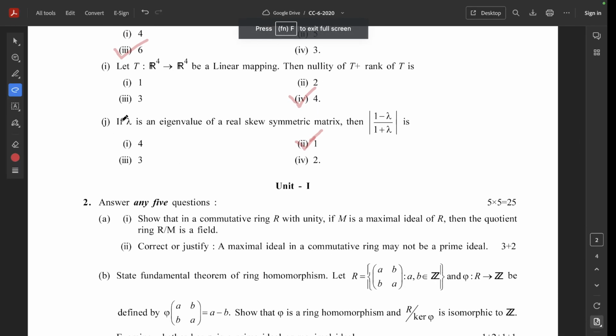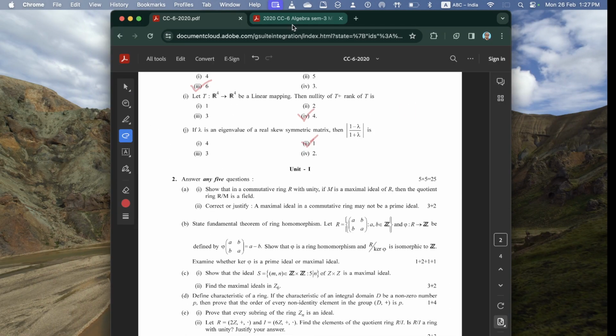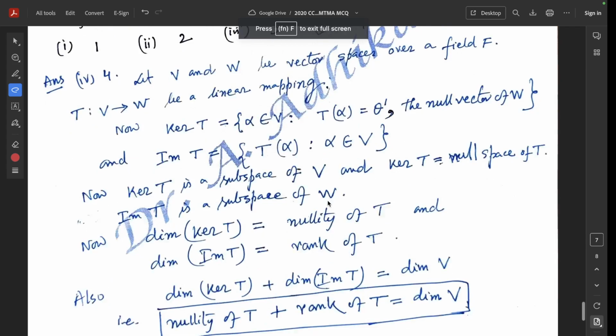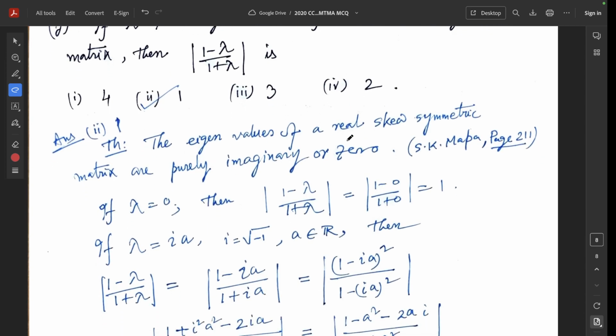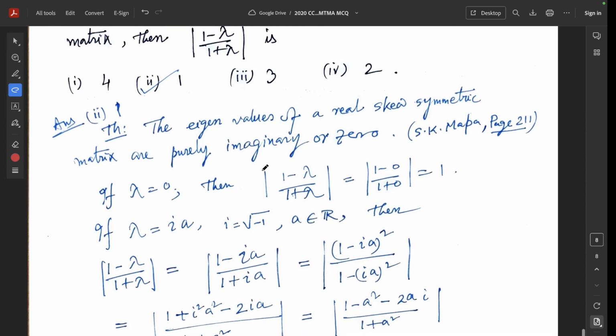Last question, J. If lambda is an eigenvalue of a real skew symmetric matrix, then the modulus of (1 minus lambda) by (1 plus lambda) equals, the correct option is 2, that is 1. Theorem: the eigenvalues of a real skew symmetric matrix are purely imaginary or 0. This is from the Schaum's series, page 211. This is the result: eigenvalues are either purely imaginary or 0.